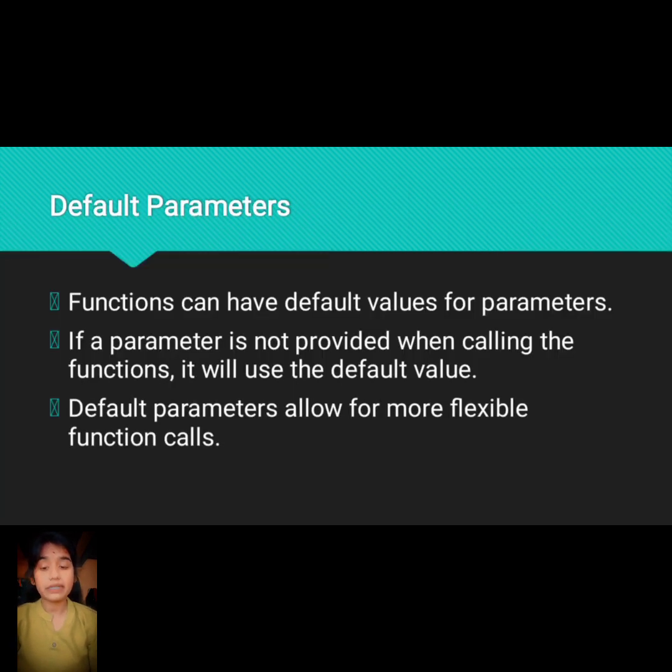Default parameters. Functions can have default values for parameters. If a parameter is not provided when calling the function, it will use the default value. Default parameters allow for more flexible function calls.